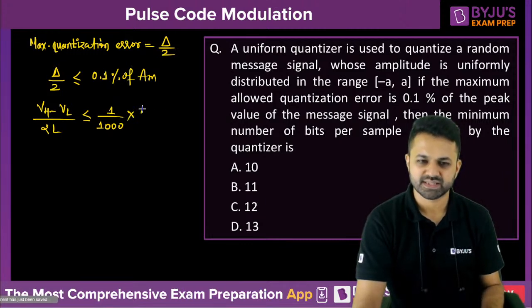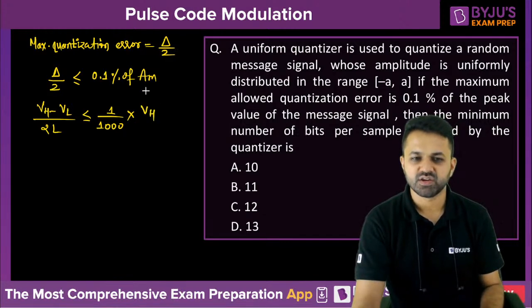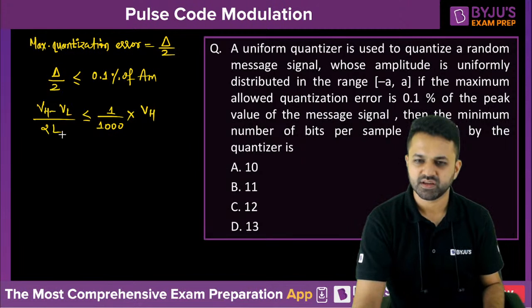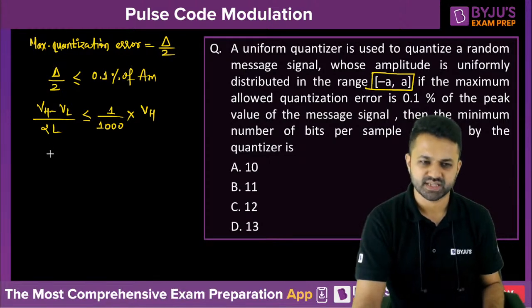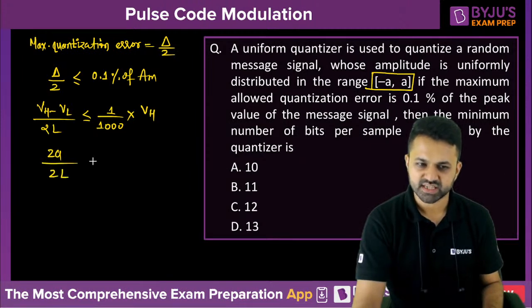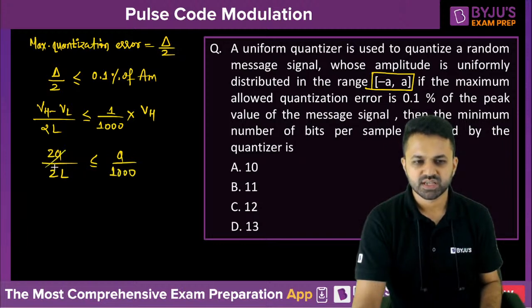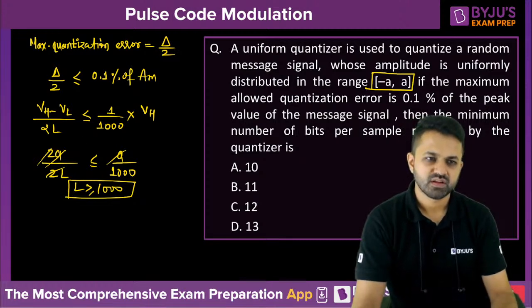What is the maximum value of message signal? That we will write. You can denote the maximum value of the message signal by VH, because we are denoting the highest value of the message signal from here. You can see that this message signal has an amplitude between -a to a, uniformly distributed in the range of -a to a. So it is 2a, the difference of the maximum and minimum value, and this is 2L, and this is also a upon 1000. So this a and a will get cancelled, and this 2 and 2 will get cancelled, and L should be greater than or equal to 1000.